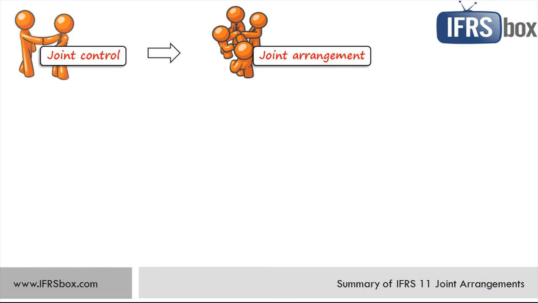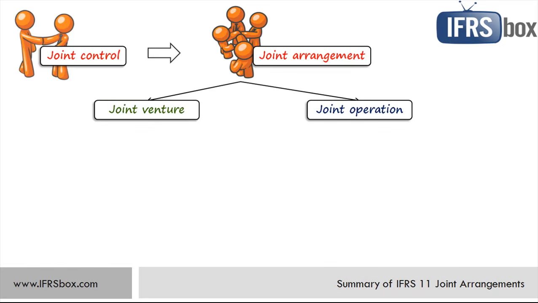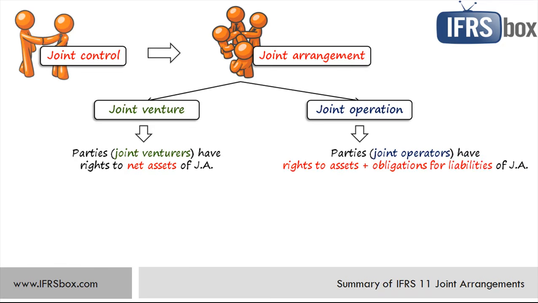Once you identify a joint arrangement, you need to classify it correctly in order to apply the correct accounting method. There are two types, joint venture and joint operation. In joint ventures, parties having joint control of the joint venture, called joint venturers, have rights to the net assets of the arrangement. As opposed to that, in a joint operation, parties having joint control of the joint operation, called joint operators, have rights to the assets and obligations for the liabilities relating to the arrangement.